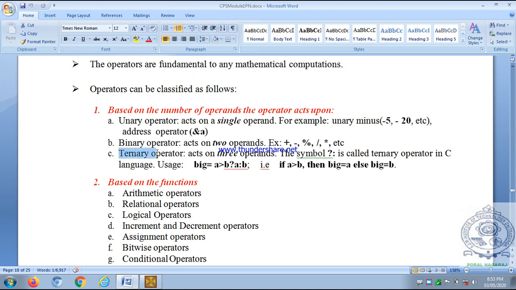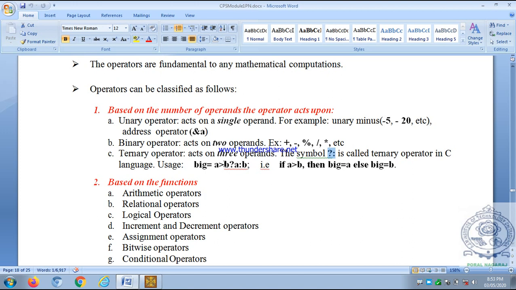And the ternary operator. A ternary operator has three operands, meaning the operator is associated with three operands. That's why it acts on three operands. The symbol is a question mark followed by a colon. It is called the ternary operator, or we also call it the conditional operator. We will come to know it very shortly. Why is it called ternary operator? Because it takes three operands.